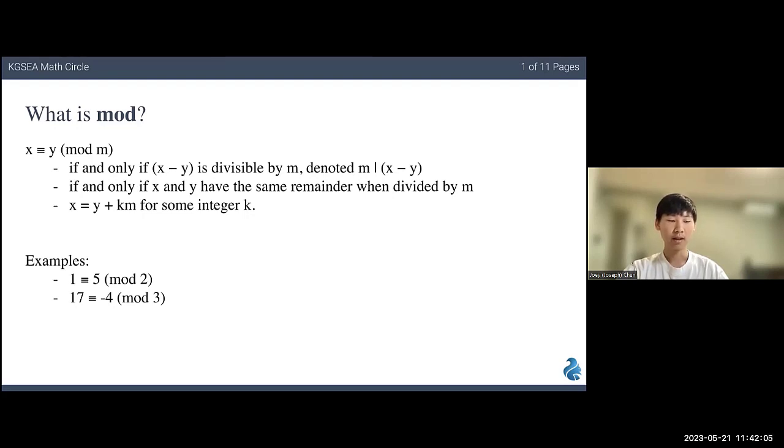You could say that 1 and 5 are congruent mod 2. This is because their remainders when divided by 2 are the same, since they're both odd numbers. Another example would be that 17 and -4 are congruent mod 3. And note that negative numbers can also be used here in a mod statement, as you see here.